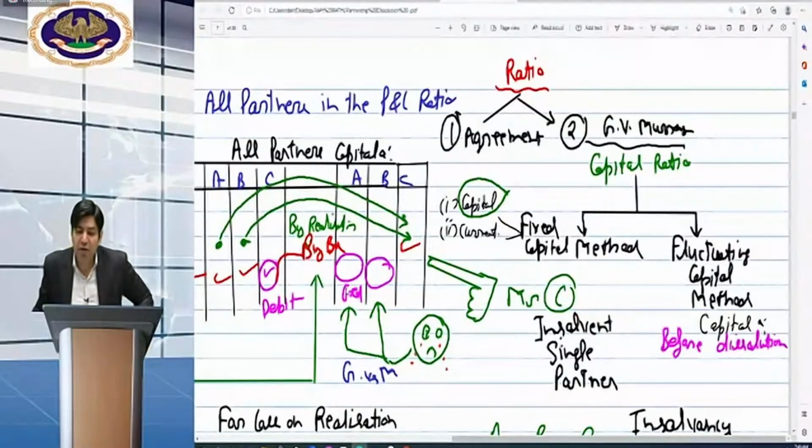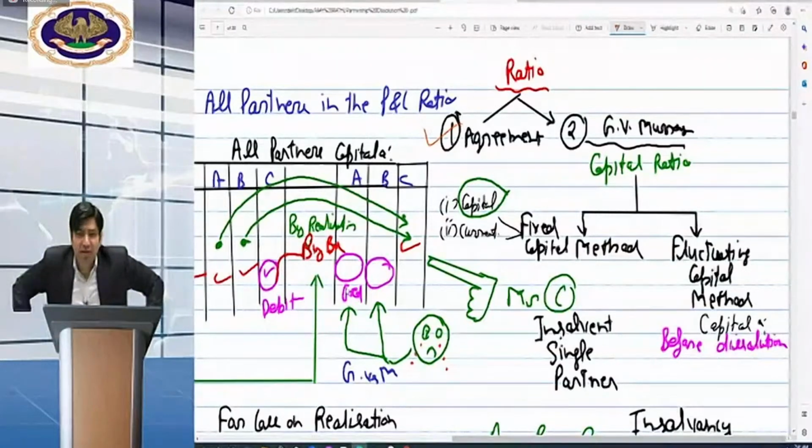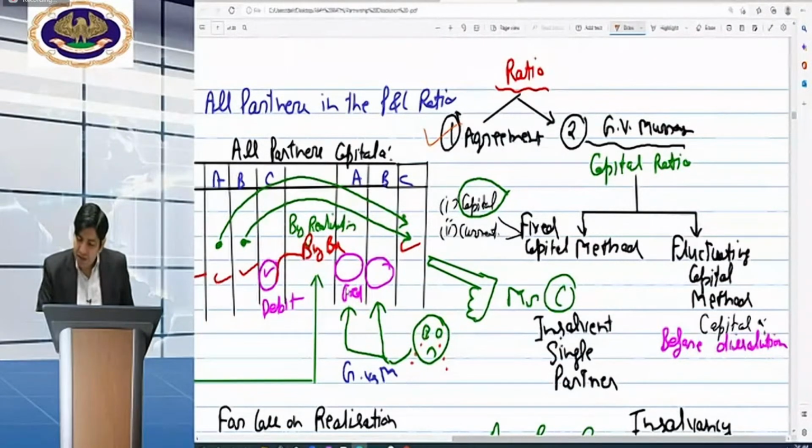Now we are on the same point, beta. If nothing is there in the question, then Gardner versus Murray will apply. So first we have to check, is there any agreement? How will we see the agreement? Will the examiner provide us an agreement along with the question paper? No. If the ratio is given in the question, then definitely an agreement is there. And if nothing is given in the question, then we shall apply Gardner versus Murray. If the ratio is given and the question says to apply Gardner versus Murray, then also we apply it.